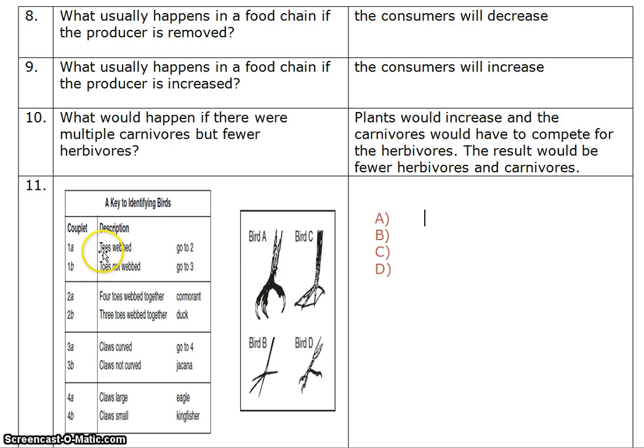So let's look at bird A here. Bird A, 1A says the toes are webbed. Webbed is where the toes are connected. No, they're not connected here.